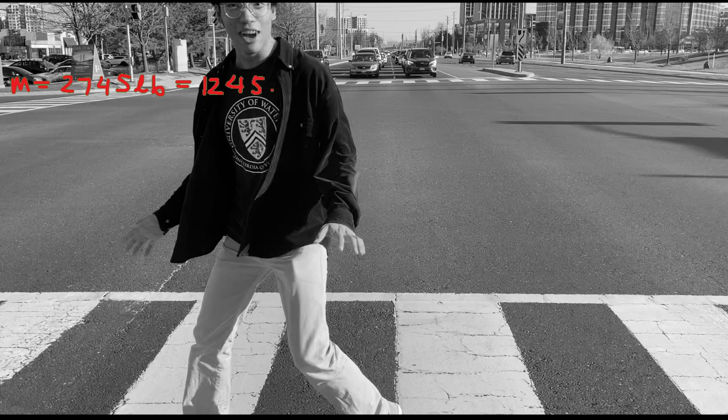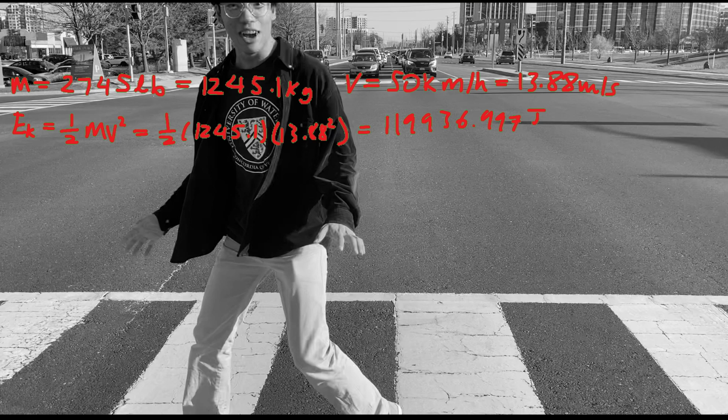Let's apply what we've learned and calculate the energy generated by the car hitting me. Let's see, that's a 2016 Honda Civic, which weighs 1,245 kilograms. The car is traveling at around 14 meters per second, so that works out to around 120,000 joules of kinetic energy. Now, considering the driver's on their phone, they'll slam on the brakes for the final 5 meters.